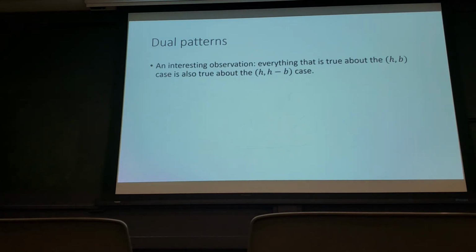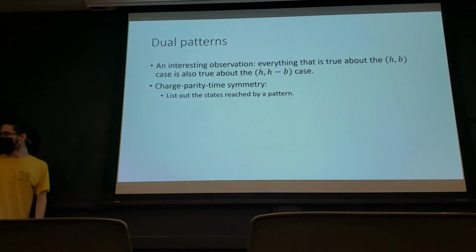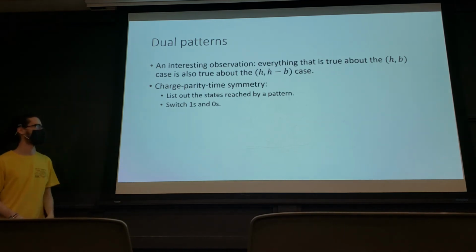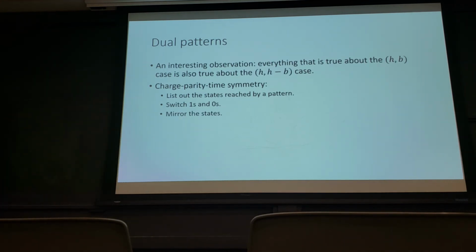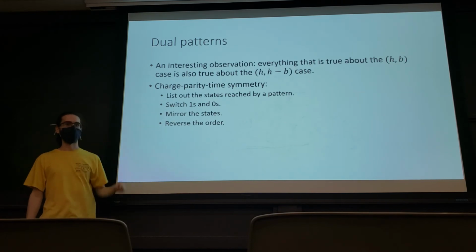This is due to some duality between these cases, which I like to call the charge parity time symmetry. So what we do is we list out all the states reached by a particular pattern, and then we switch 1s and 0s. This is corresponding basically to switching charge. And then we mirror the states, which is like switching parity. So mirror states left to right. We also reverse the order, which is like switching time. And this will give us another valid juggling pattern, but now with h minus b balls instead of b balls.